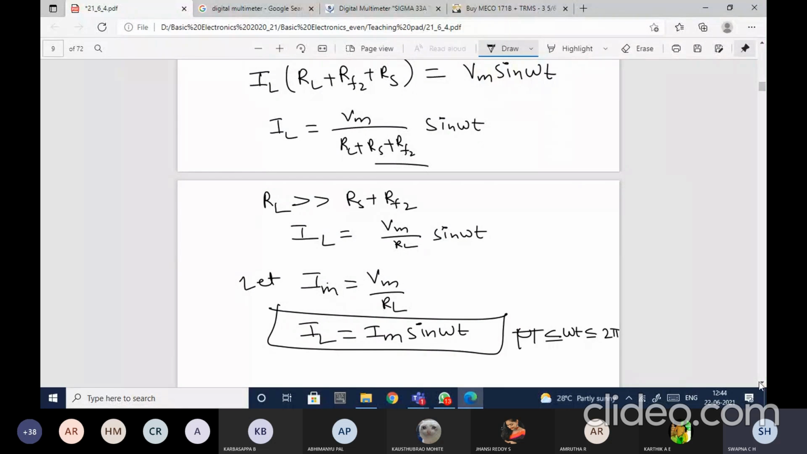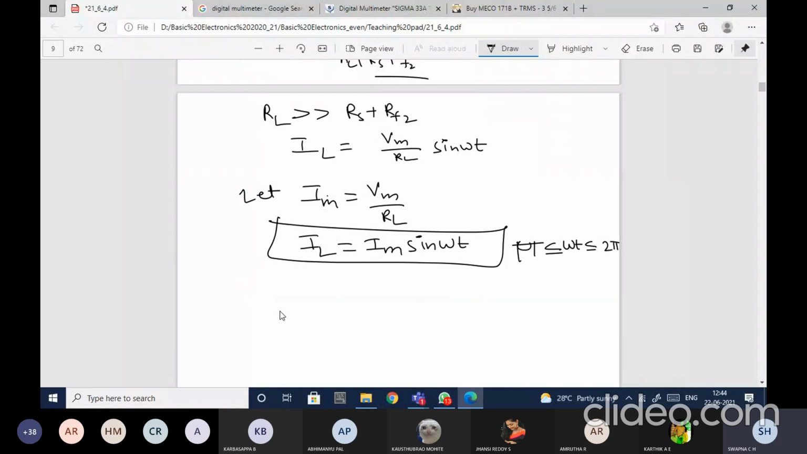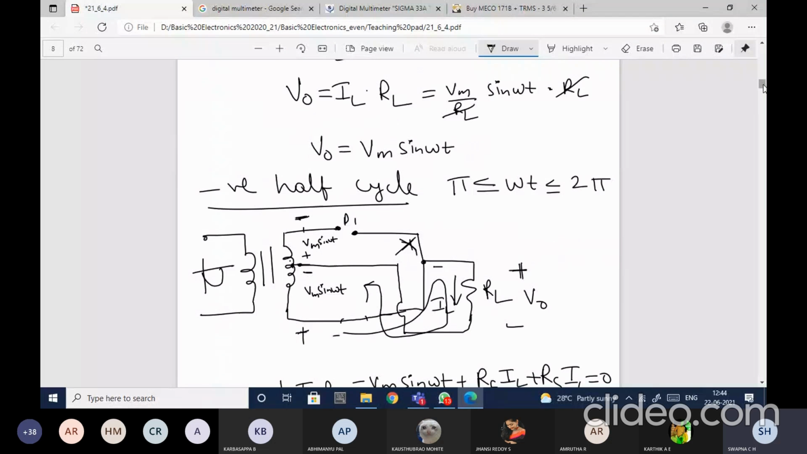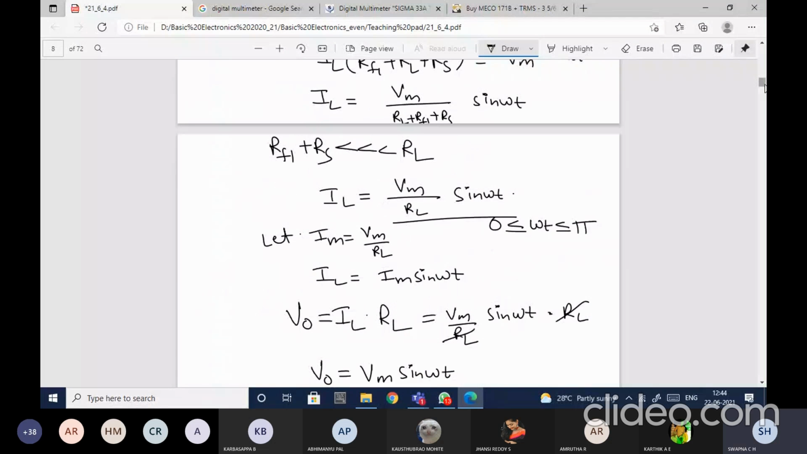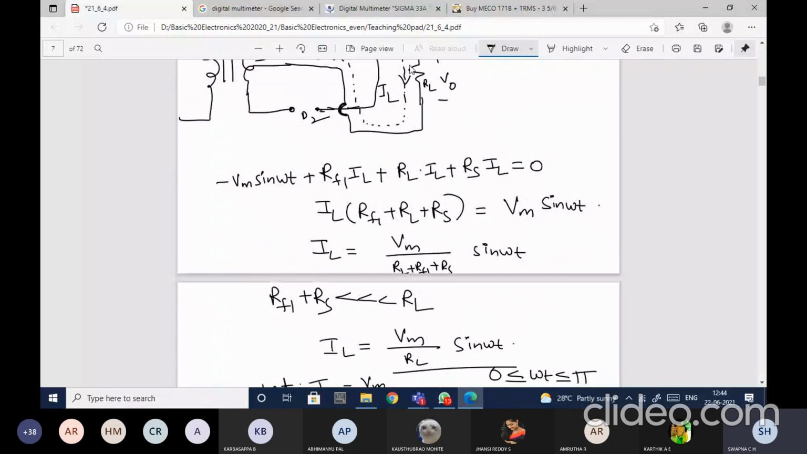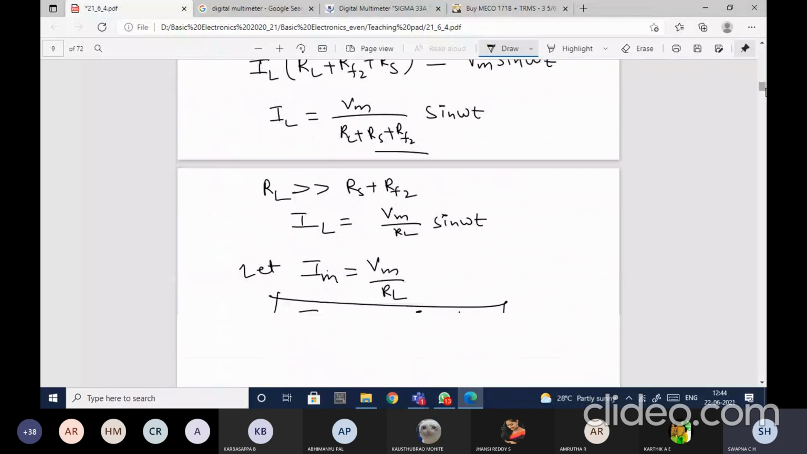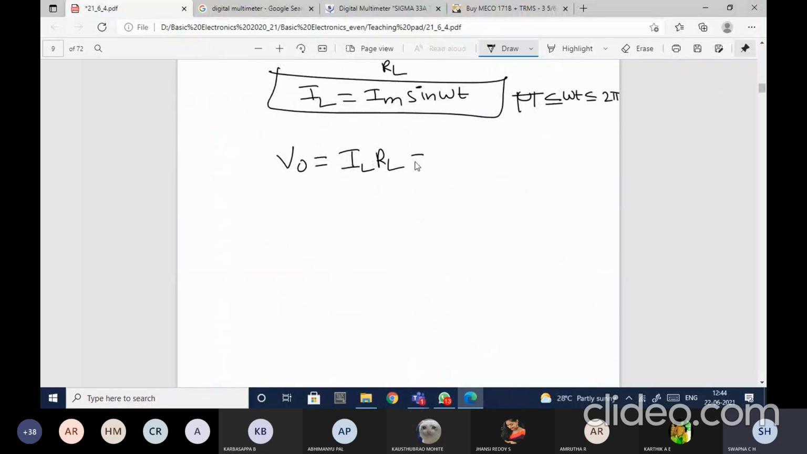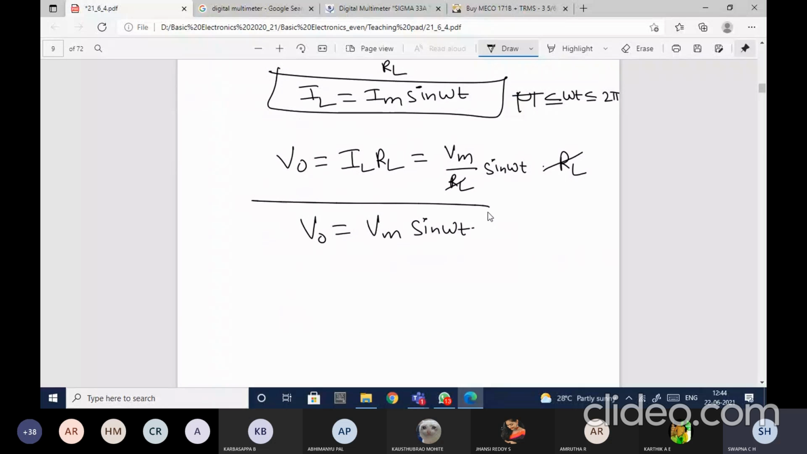Pi to 2 pi. Now again I need to find V0, which is nothing but IL into RL. If you see the direction of this voltage and the direction of the current during the positive half cycle and during the negative half cycle, it is the same. So that's why I can take it as positive only. So V0 is equal to Vm by RL into sin omega t into RL. This RL and this RL will get cancelled. So here V0 will be equal to Vm sin omega t. This is for pi to 2 pi.